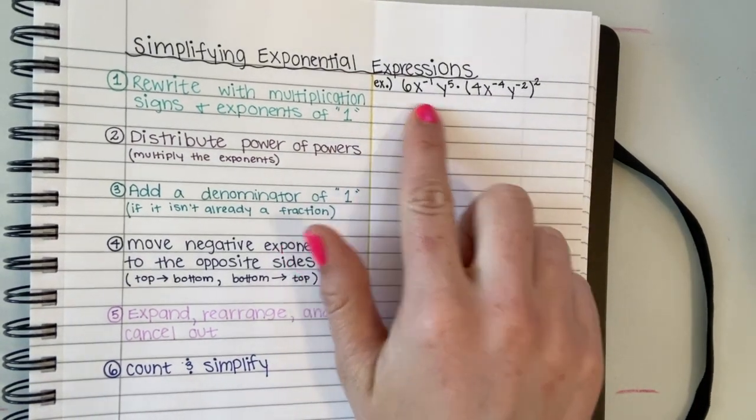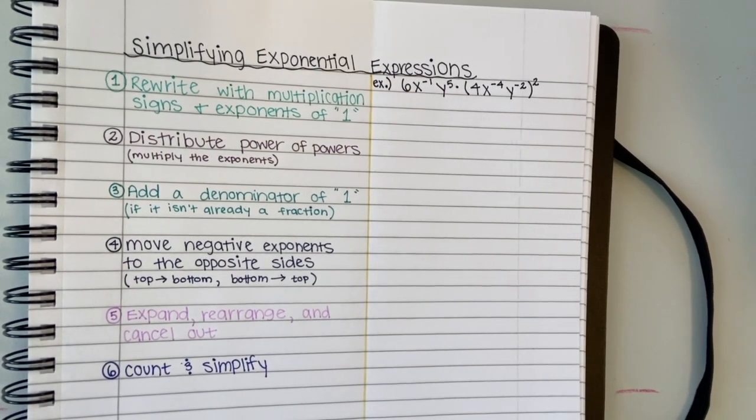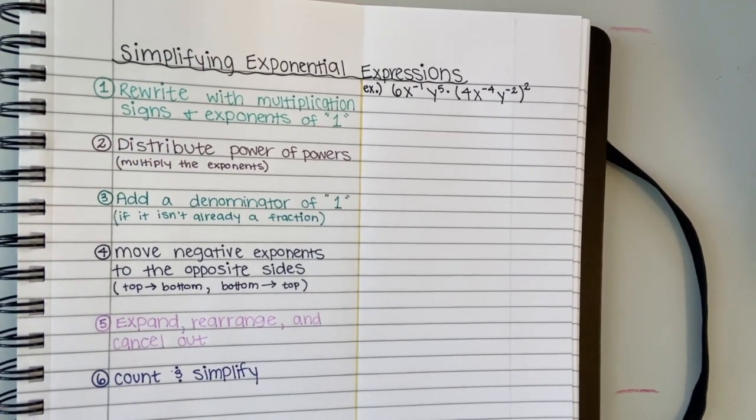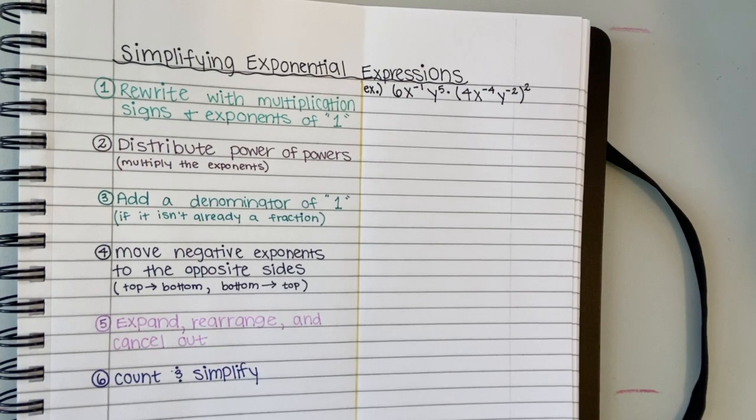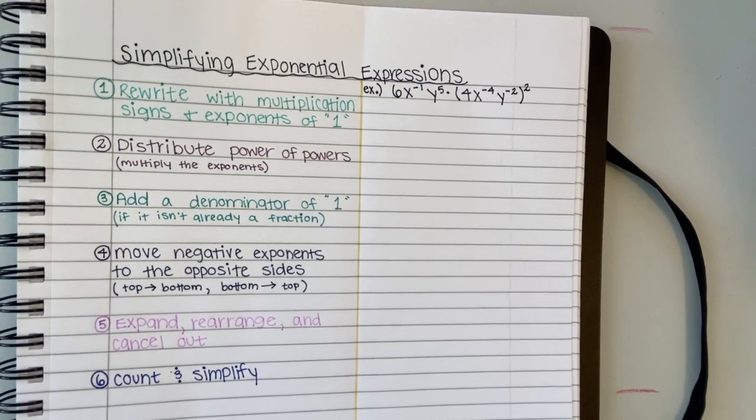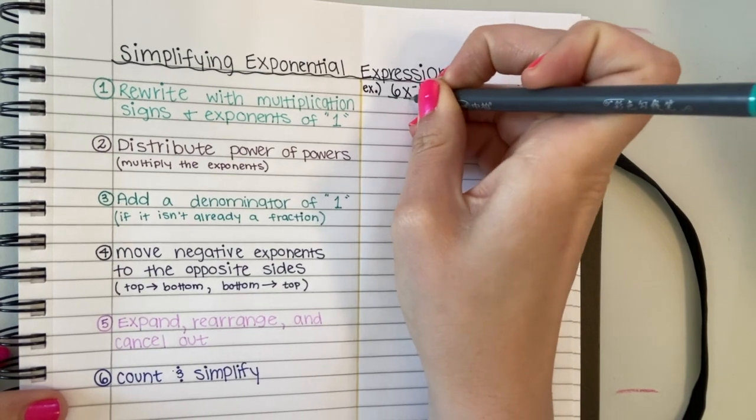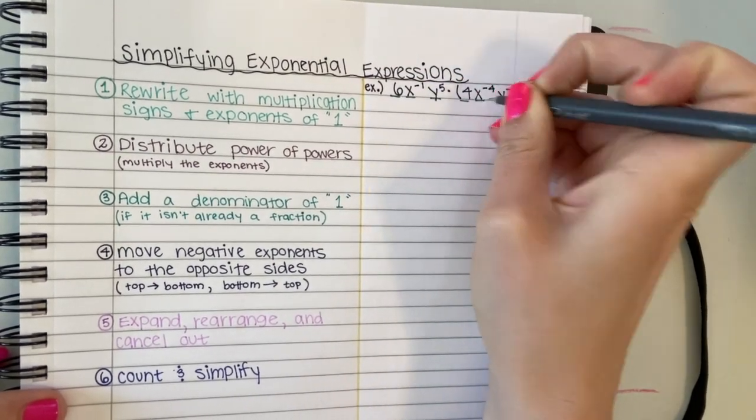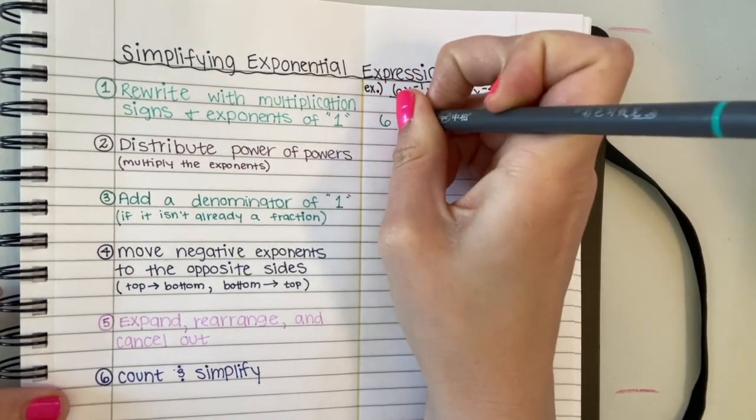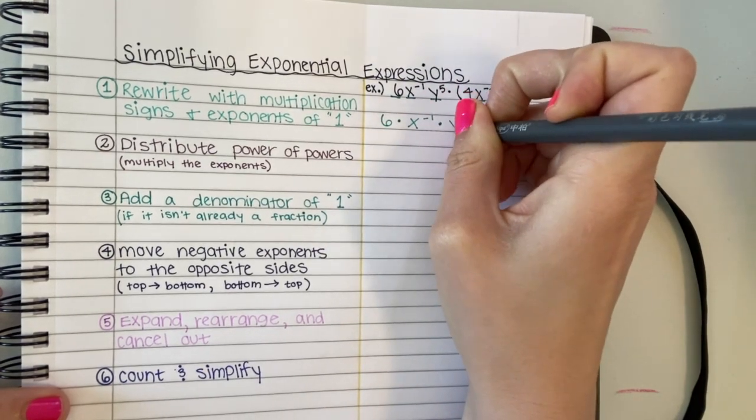When given an exponential expression, the first step I'm going to do is rewrite that expression with multiplication signs between every factor and exponents of 1 when there is no exponent. So what I'm going to do is think about, okay, I've got a lot of different factors. So what I need to do is rewrite this with a multiplication sign between all of the factors.